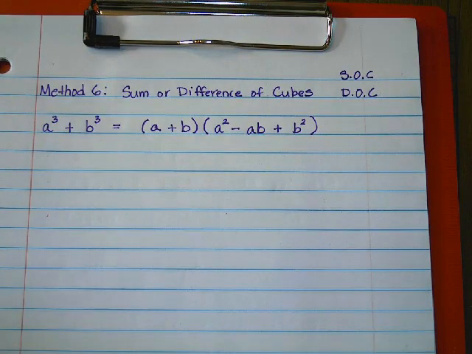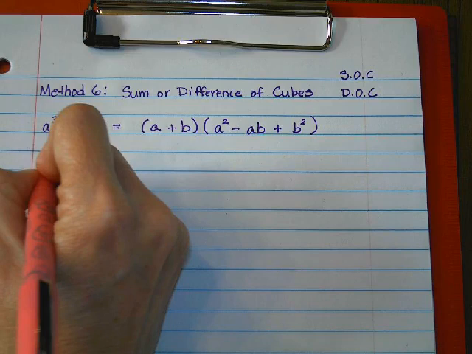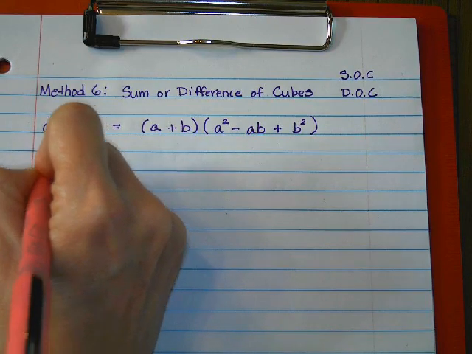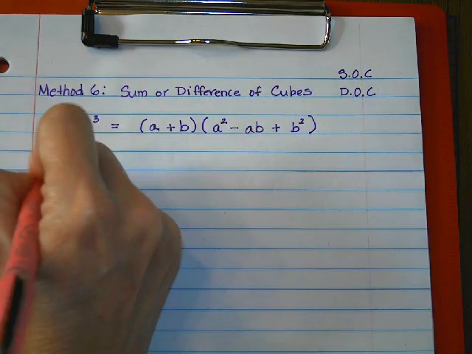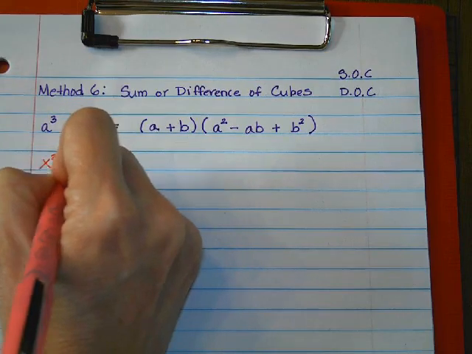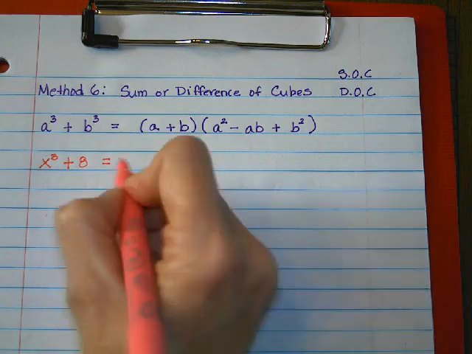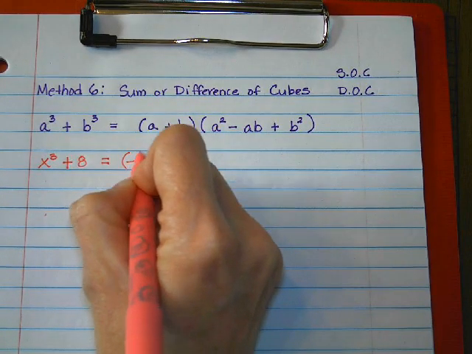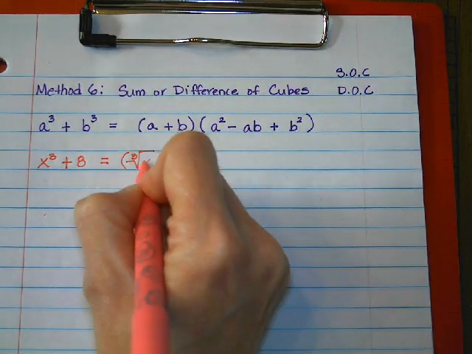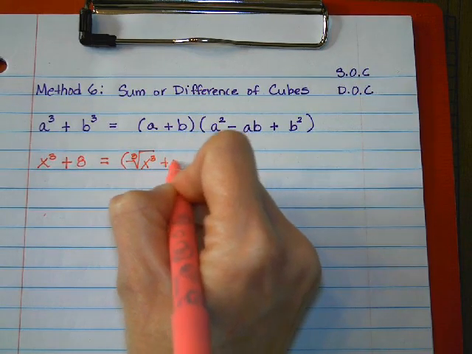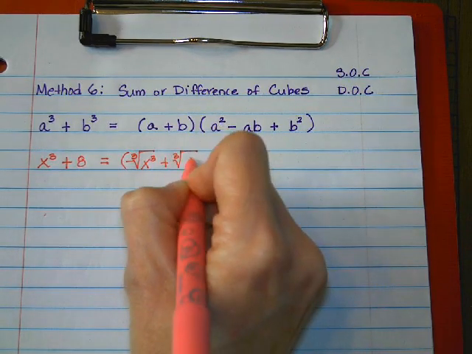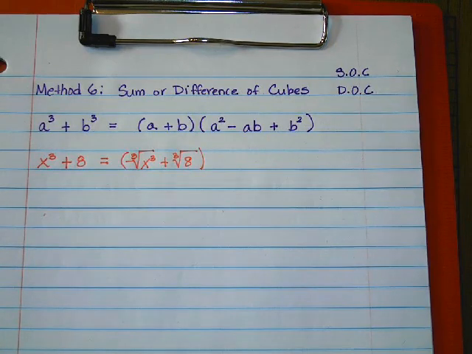So let's do a sum of cubes. We're going to do x cubed plus 8. All right, so first step is they want us to find the cube root of x cubed, plus they want us to find the cube root of 8. That's what they're asking us for.